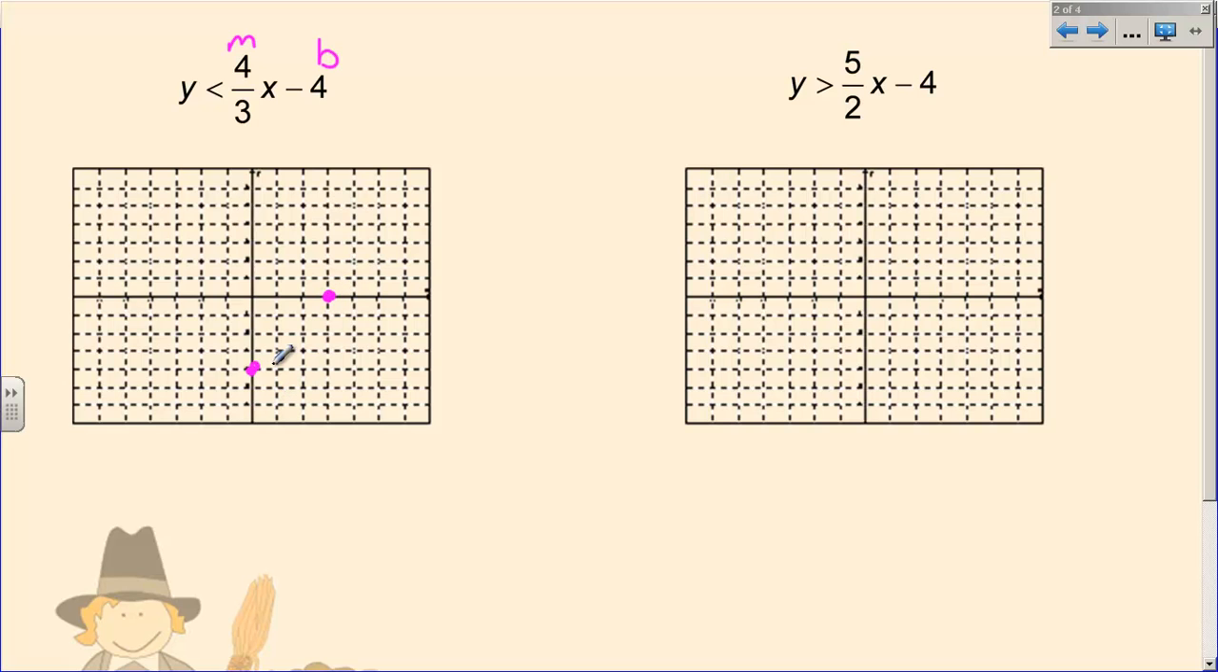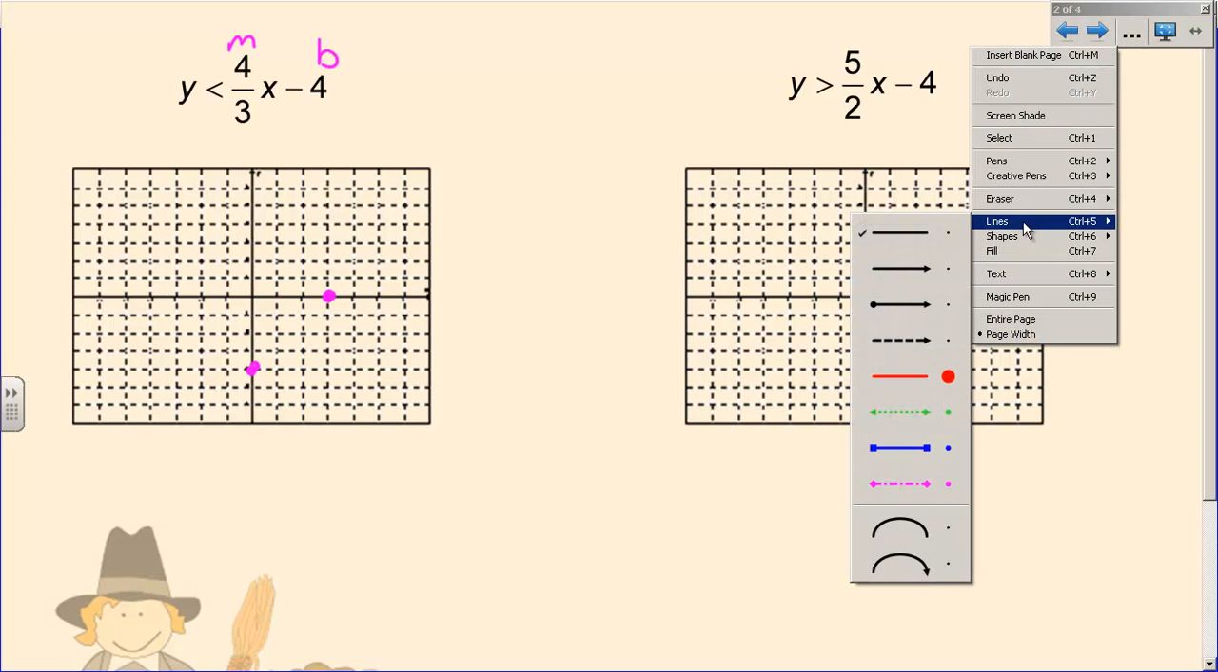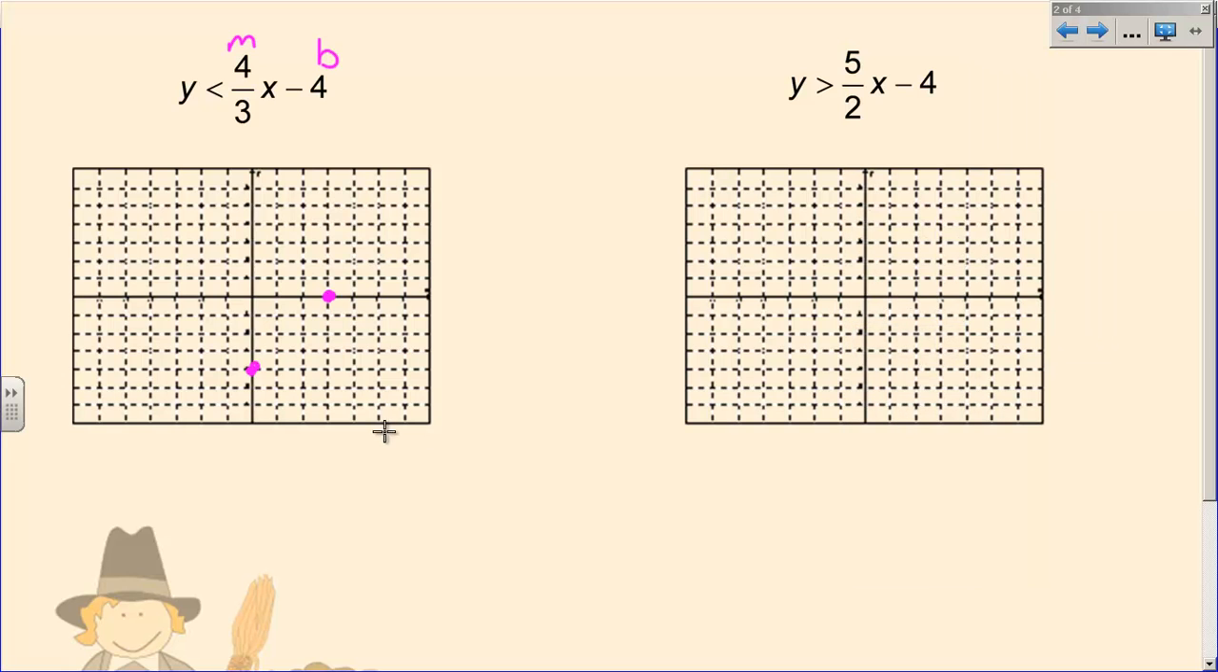Now I'm not just going to connect this and have a line. I'm going to have to draw a line, and when I draw a line for this one, it's going to have to be a dotted line. The reason it's going to have to be a dotted line is because this is just less than. It is not less than or equal to.